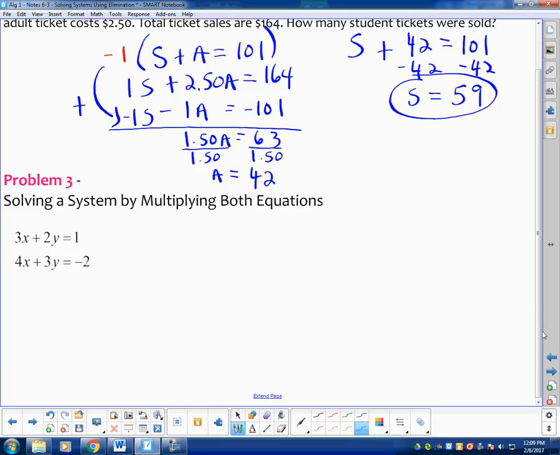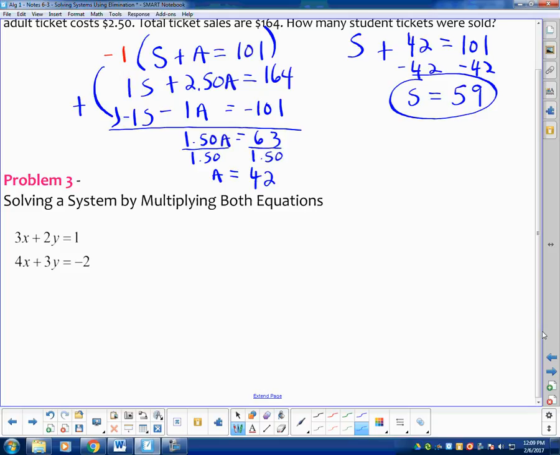So if I decide I want to eliminate, say, x, I need to multiply each of these by something to bring it up to 12. Or I could eliminate y. What's the smallest number that both 2 and 3 go into? 6. That might be easier. So it's your choice.